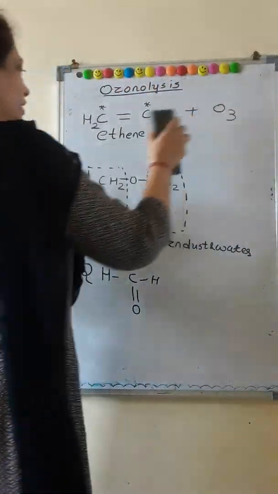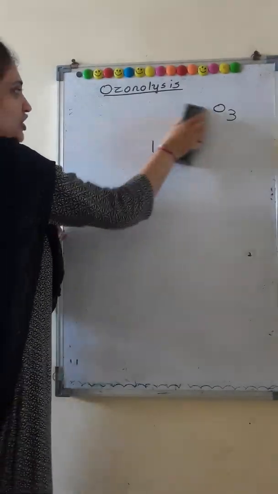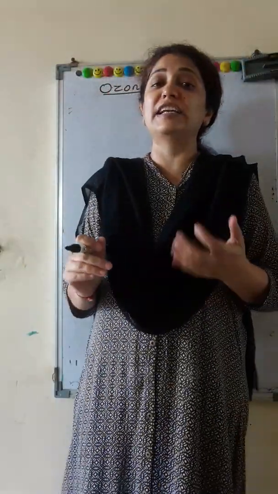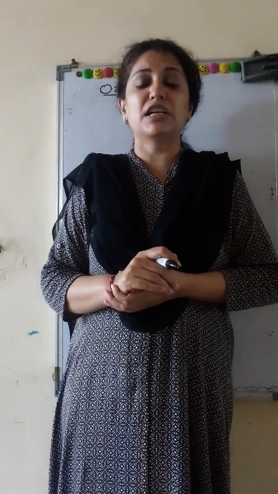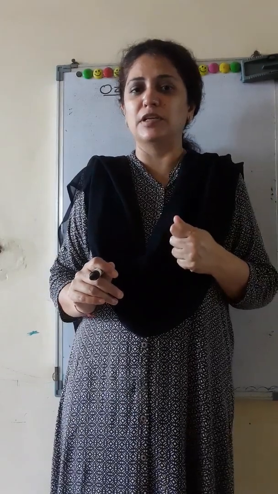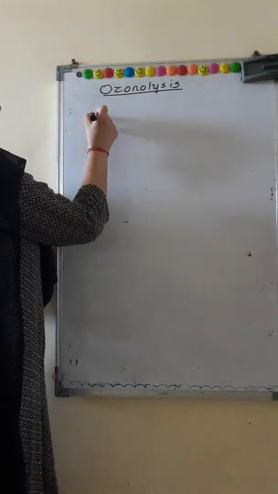Now if my alkene is a straight chain alkene like ethene, I will get an aldehyde as a product. But if the double bond containing carbon has a branch of carbon, then in that case I will be obtaining a ketone as a product. Let us see.